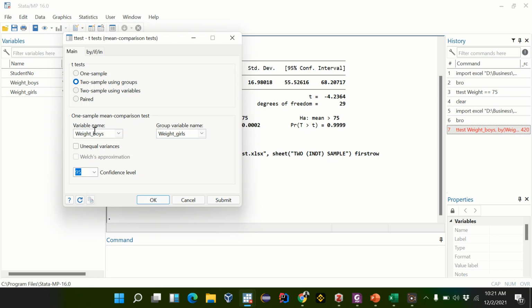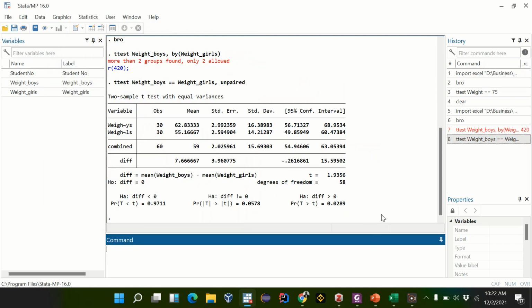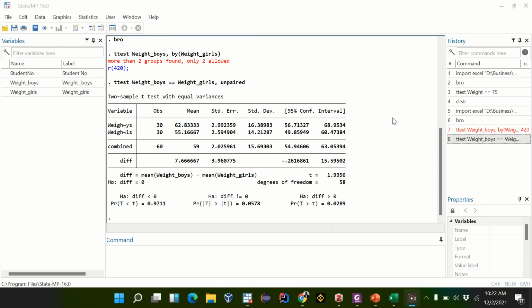I can do it and we see. Okay, I'll do it last. So this is what we are going to use. This is going to be variable 1, weight for boys, variable 2, weight for girls. And this is our t-test.